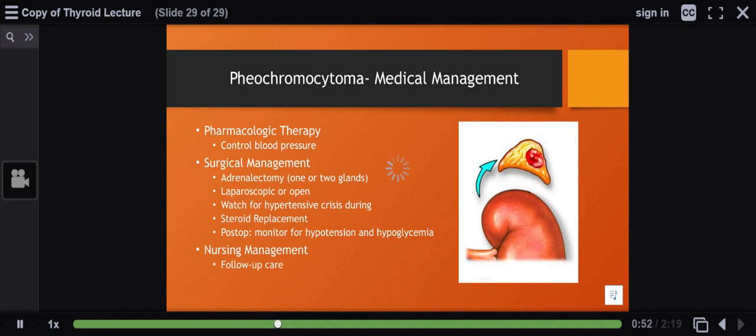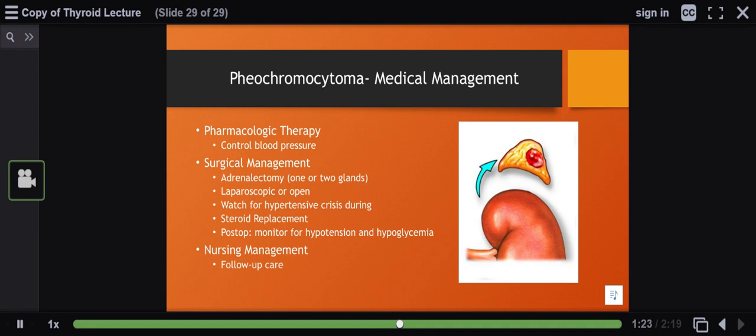Think back to when we did our thyroid discussion and we talked about thyroid storm and all of that being released during surgical manipulation. It's kind of the same thing with the adrenal gland being removed. However, afterwards, in the post-op period, the client may actually be at risk for hypotension and hypoglycemia due to the withdrawal of those excess catecholamines that they've been used to.